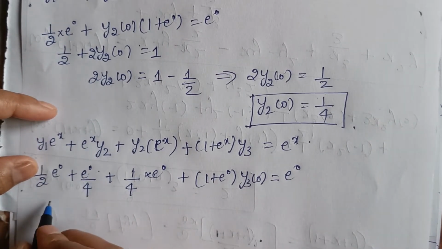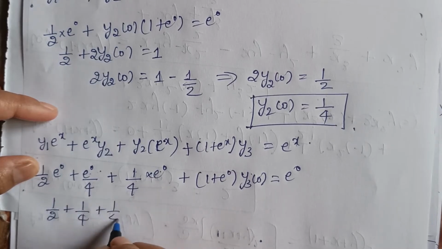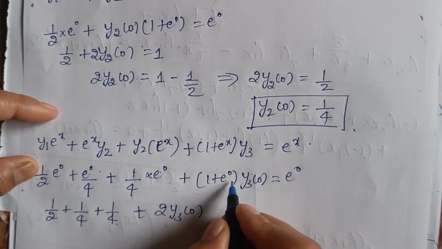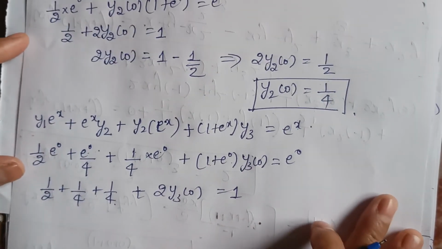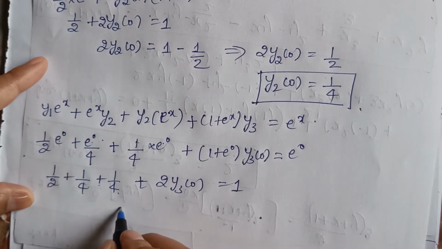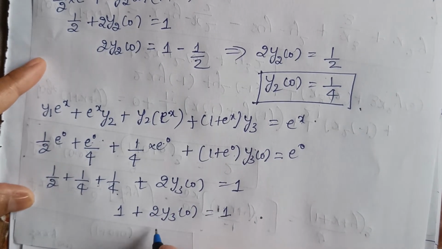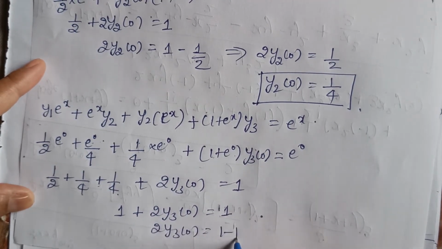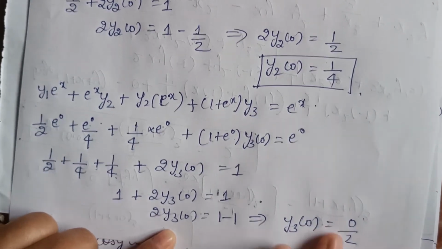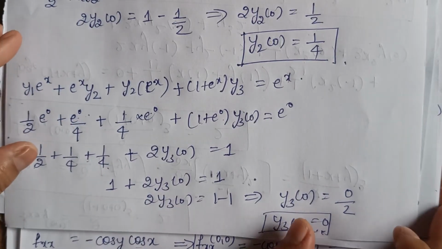So this is 1, this is 1, so this is 1, so all this is going to be like, okay, and this is going to be 2y3 of 0, 1 plus 1 by 2, which is equals to 1. Now quarter and quarter is half, right? Half plus half is 1, so 1 plus 2y3 of 0 is equals to 1. So 2y3 of 0 is equals to 1 minus 1, which is nothing but y3 of 0 is equals to 0 by 2. Hence y3 of 0 is equals to 0. I hope this is clear.